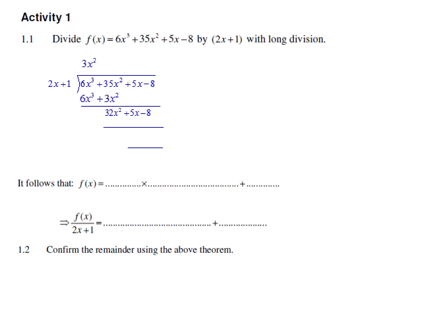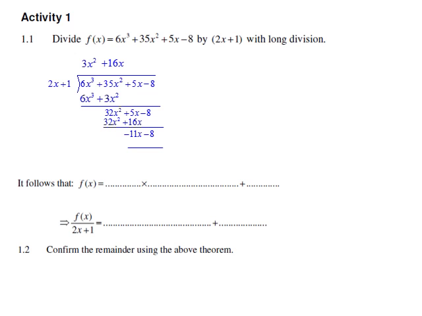Since 32x squared has a degree that is higher than the divisor, 2x plus 1, we have to repeat the process another time. So 2x goes into 32x squared, positive 16x times. If we multiply positive 16x by 2x plus 1, it gives us 32x squared plus 16x. If we now subtract, we get minus 11x minus 8.